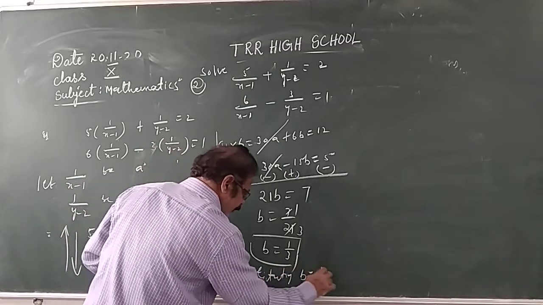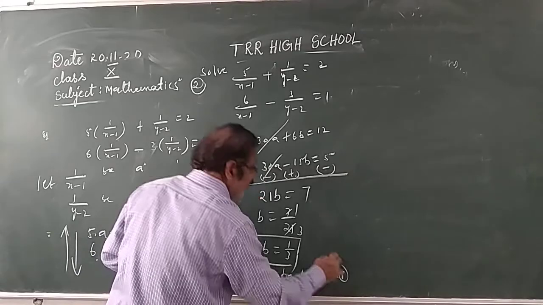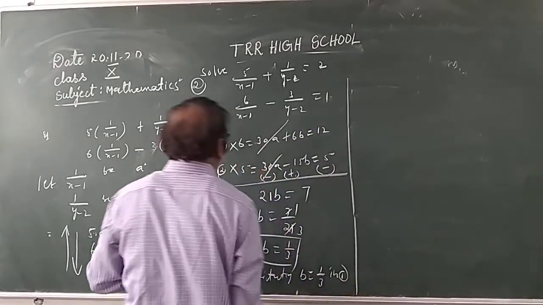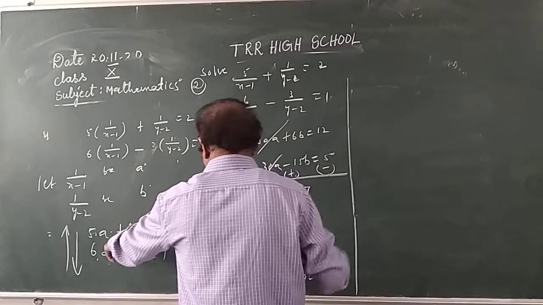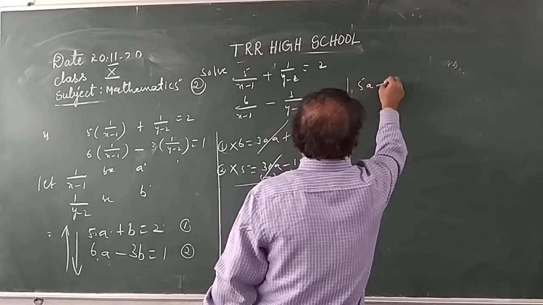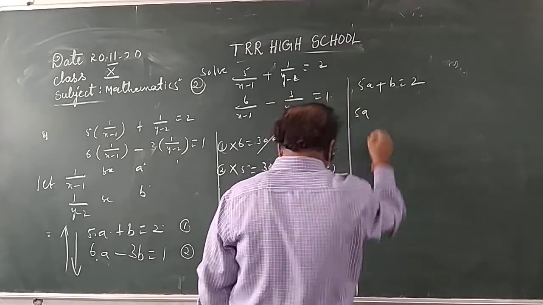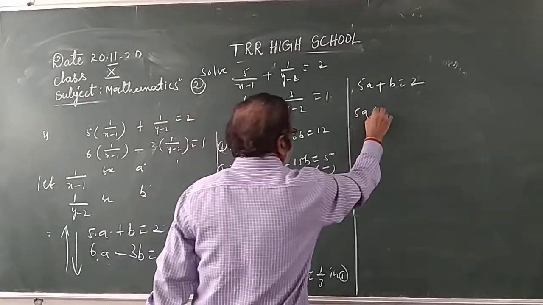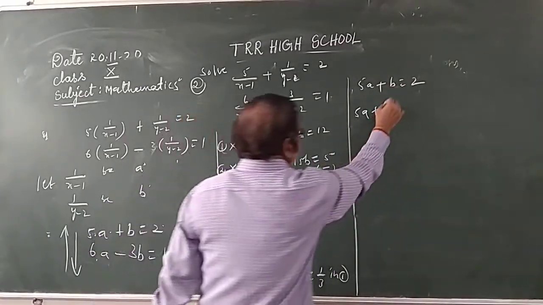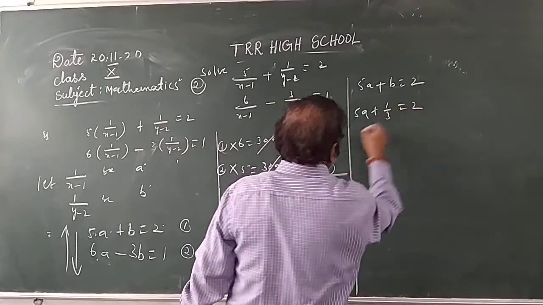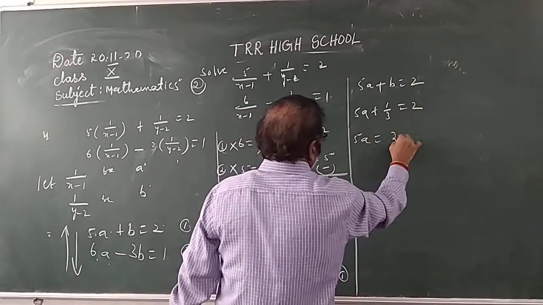Substituting B is equal to 1 by 3 in the first equation. What is the first equation here? This is the first equation. Either first or second. 5A plus B is equal to 2; substitute B value. B value how much? 1 by 3. So 5A plus 1 by 3 is equal to 2.